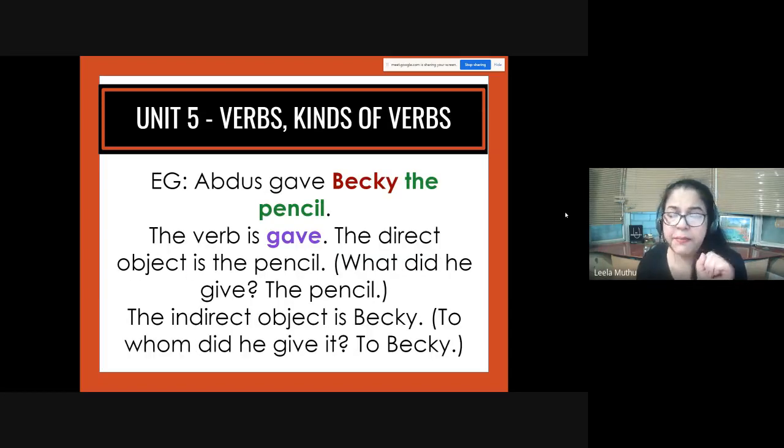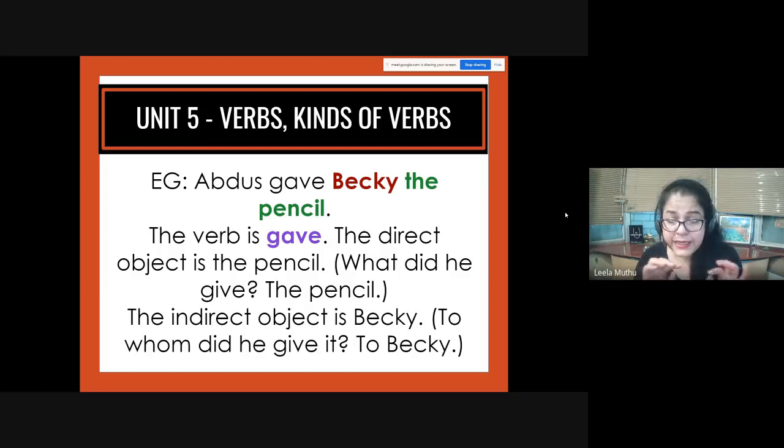For example, Abdus gave Becky the pencil. Now look at the verb first. Gave. Now the subject is Abdus. You all know that. Gave is the verb, but it's what's after the verb that is concerning us. So Abdus gave what? Ask the question what. Abdus gave the pencil. So the verb is gave, the direct object is the pencil. The answer to the question what will always be the direct object if it's a noun or a pronoun.